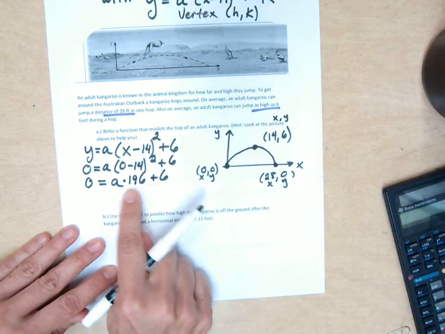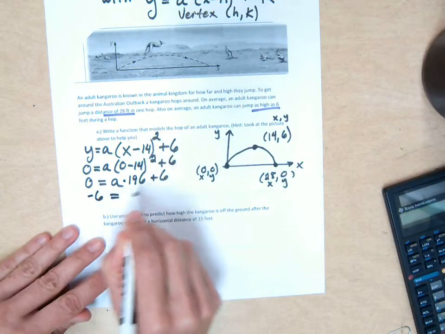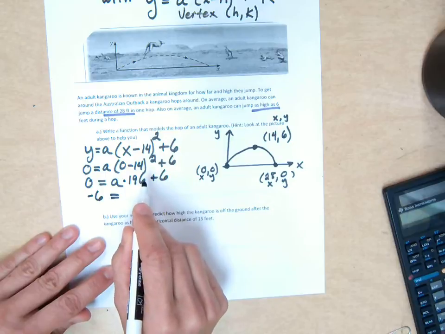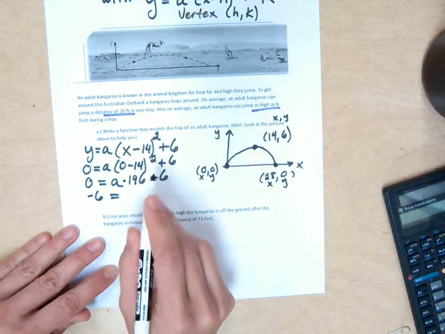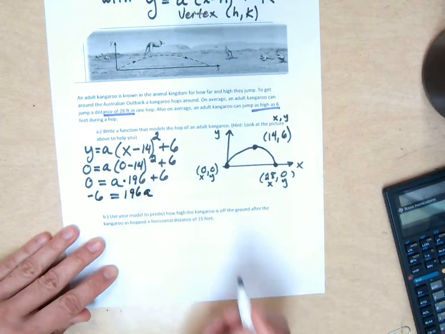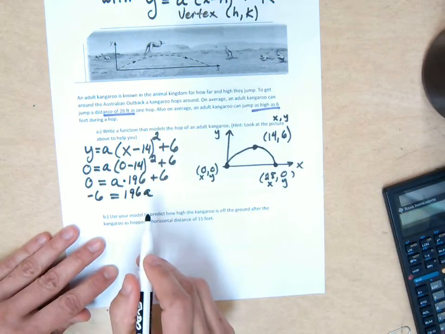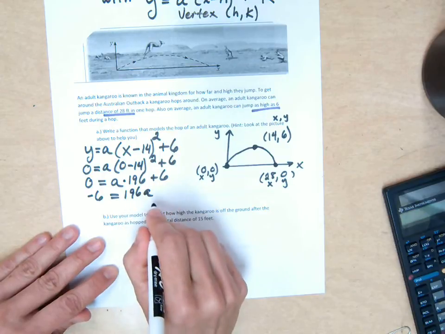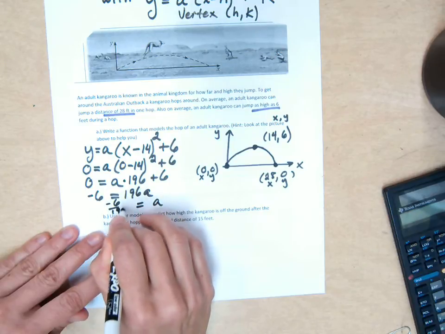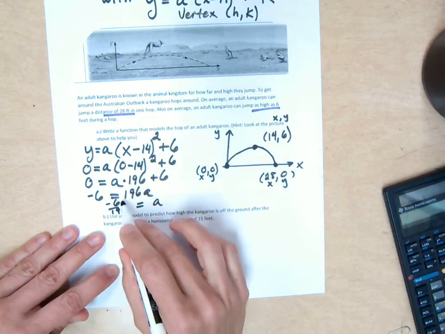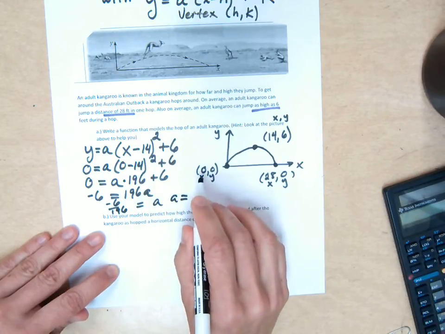Plus 6. We still need to get A alone. A is just like a variable like x. So we want to undo this, so we want to get rid of the plus 6 by subtracting 6. So minus 6 equals, and instead of A 196, that's weird, right? We want to write 196A. We usually want the number first and then the variable. So it's almost done. Last step is to divide by 196. So A is a fraction which is negative 6 over 196.